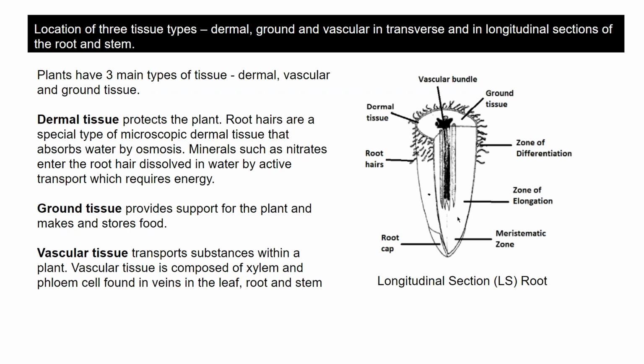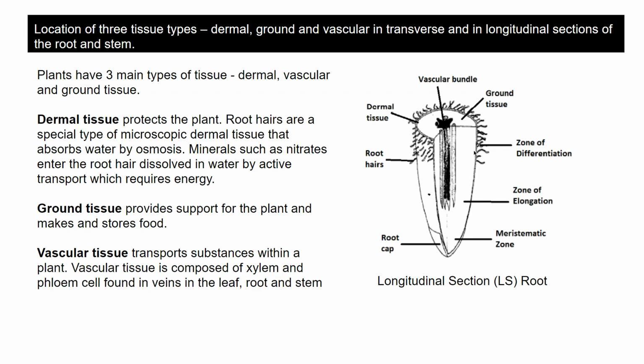Just above the meristematic zone, this area here, we have the zone of elongation. In this part of the root, the cells are simply stretching. They're expanding due to water, and they're gaining full size. The zone of elongation. As we go up a bit higher, we have the zone of differentiation.